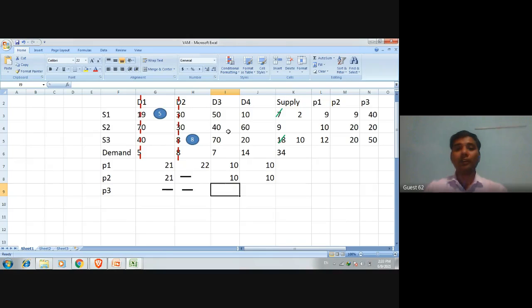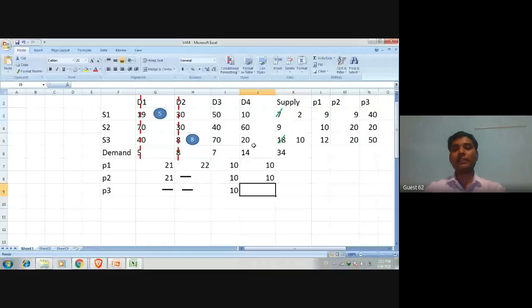Now, find the penalty of column D3. Here two are the least quantities, that is 50 and 40. So we will reduce 40 from 50. How much will it become? 10. And in column D4 also, 10 and 20 are the two least quantities. So we will also reduce 10 from 20. How much will it become? 10. Okay, so these are the column penalties.